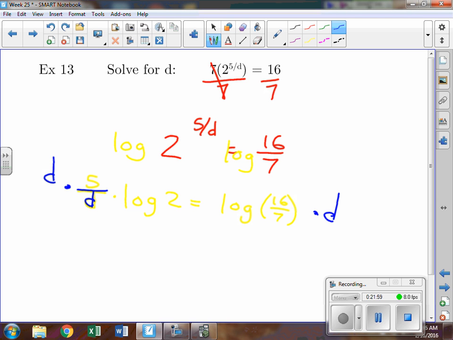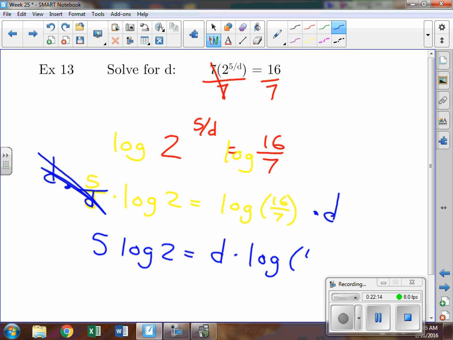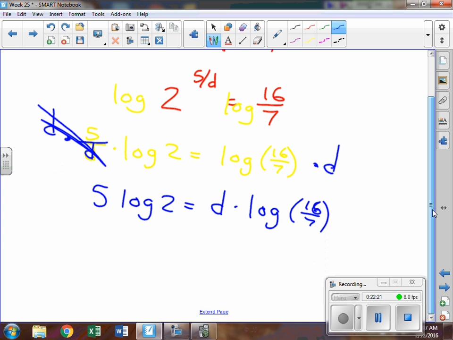To me, algebraically, this seems like it's the simplest thing. Which gives me then 5 times the logarithm of 2 equals d multiplied by the logarithm of 16 over 7. Which seems pretty easy to solve now. To isolate our variable, we'll divide.